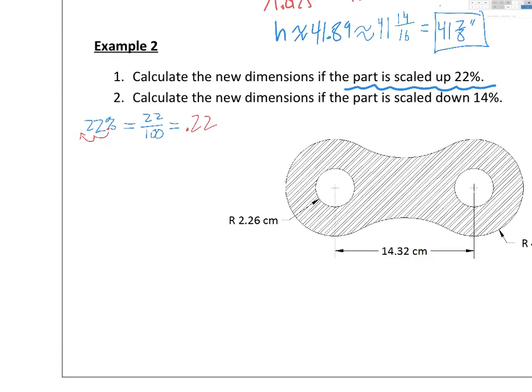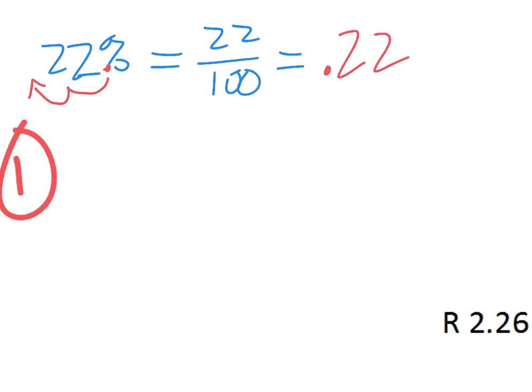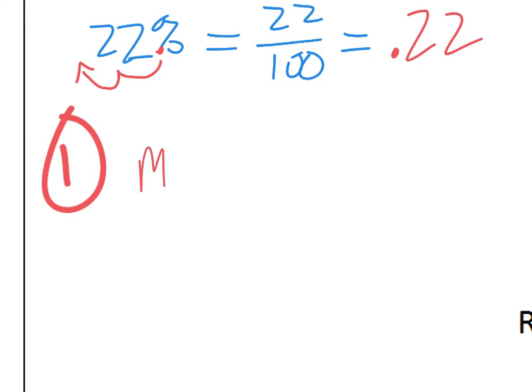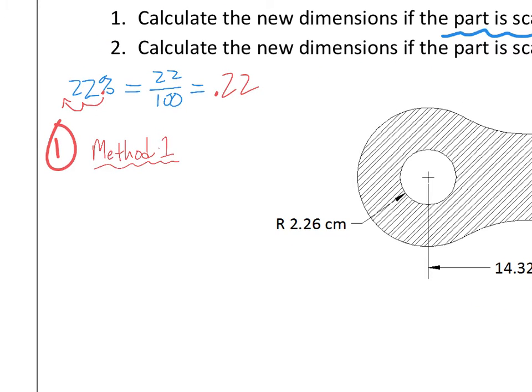Now, when we want to scale this up, to make it larger by 22%, we have two methods. So part one here, we got two methods. Method one is to find out what 22% is, and then add that onto the total. So method one here is to find 22% of the radius. So we want to take each dimension. We're going to do these separately.